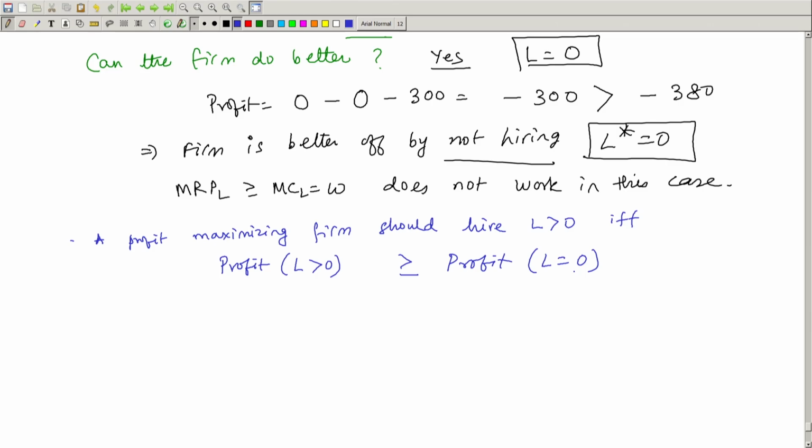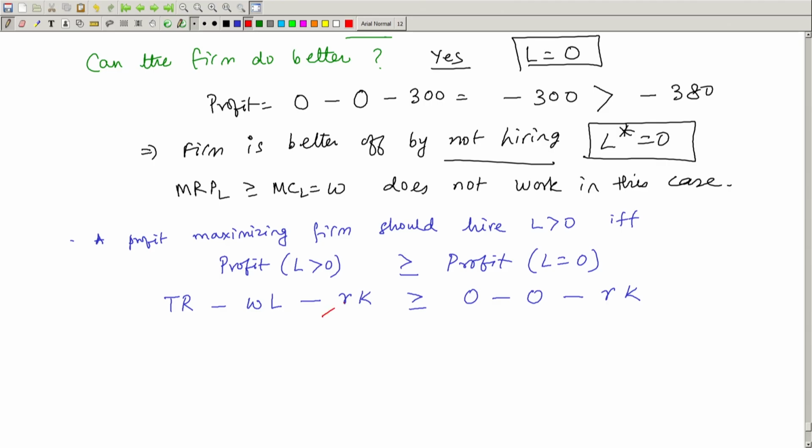So, a profit maximizing firm should hire some positive quantity of labor if and only if the profit that I make by hiring those positive quantity of labor is at least as large as the profit that I make by not hiring at all. Well, let us look at the left hand side. Well, the left hand side is the total revenue minus the cost of labor, which is W times L, minus the cost of capital, which is R times K, should be at least as large as the profit when L is 0. Well, the revenue is 0, the cost of labor is 0 because I am not hiring, and my fixed cost is my cost of capital.